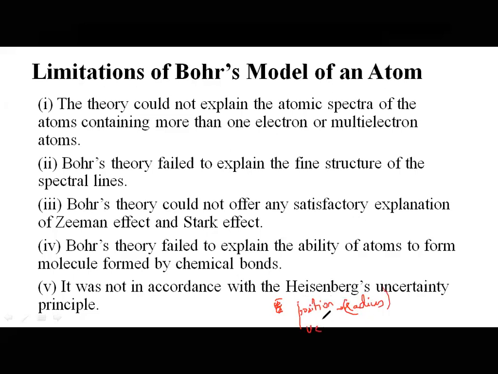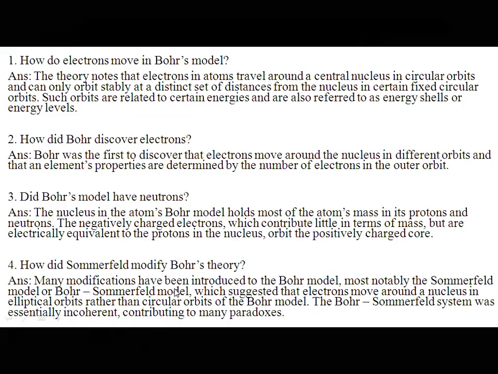And by measuring the velocity, he gave the momentum of the electron. And we know that momentum is equal to mv, so by measuring the velocity he gave the momentum, which is not possible according to Heisenberg's uncertainty principle. So this was not in accordance with Heisenberg's uncertainty principle. Then what is Heisenberg's uncertainty principle? Before that, we have some questions here.